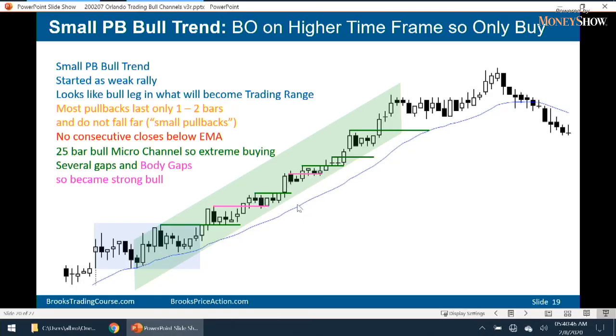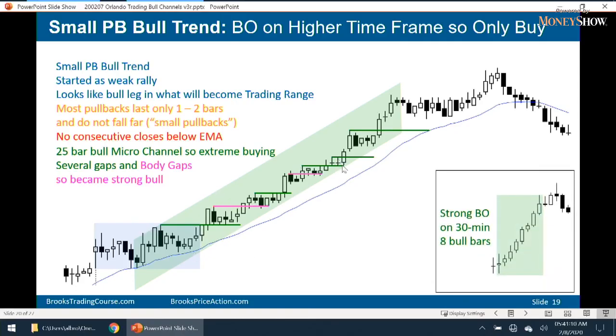Very strong bull trend, a small pullback bull trend. I only want to look to buy. In fact, here, from this bar to there, how many pullbacks do you see? How many bars fall below the low of the prior bar? 0. That's a 25-bar bull microchannel. Even though the bull bodies are small and there are a lot of bear bars, that is extremely strong buying.